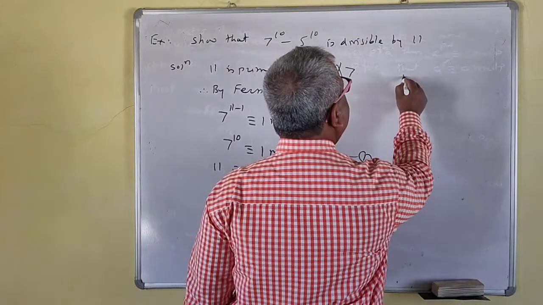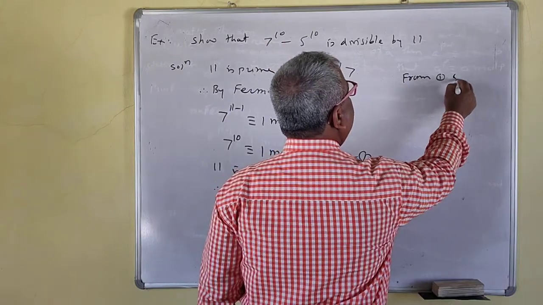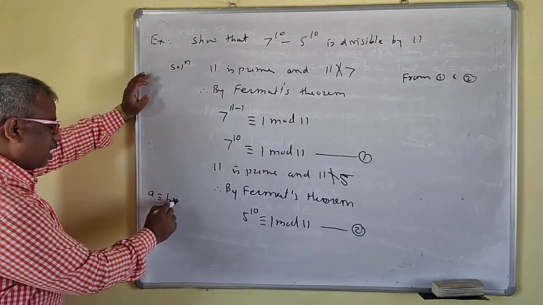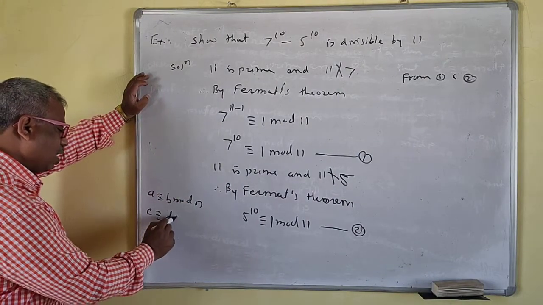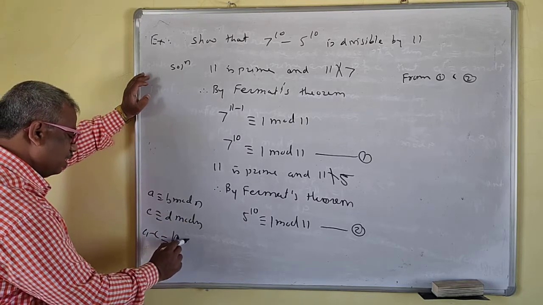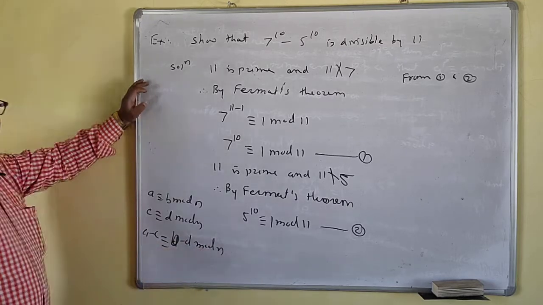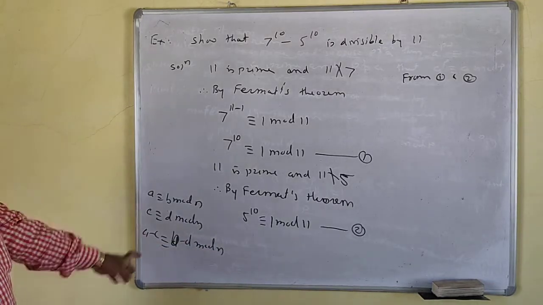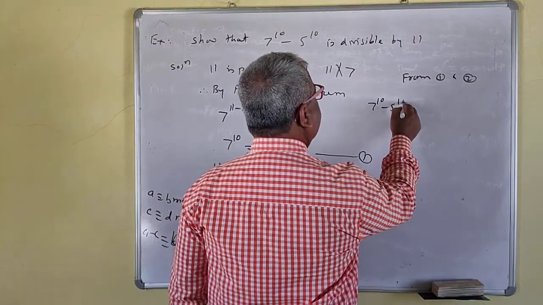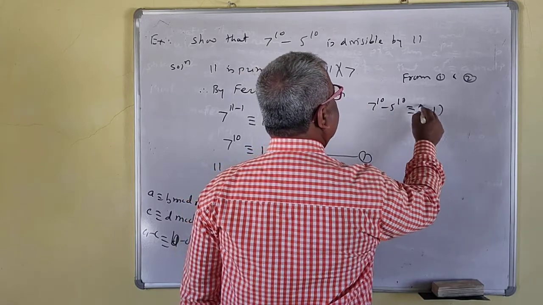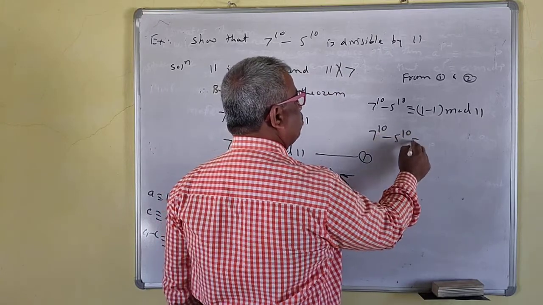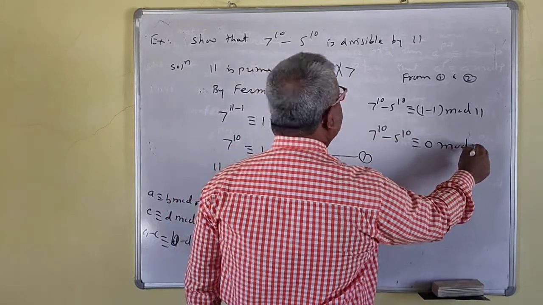So from 1 and 2, I will do the subtraction because I know that if a is congruent to b modulo n and c is congruent to d modulo n, then a minus c is congruent to b minus d modulo n. We have proved this. So we will apply this now. 7 raised to 10 minus 5 raised to 10 is congruent to 1 minus 1 modulo 11. So 7 raised to 10 minus 5 raised to 10 is congruent to 0 modulo 11.